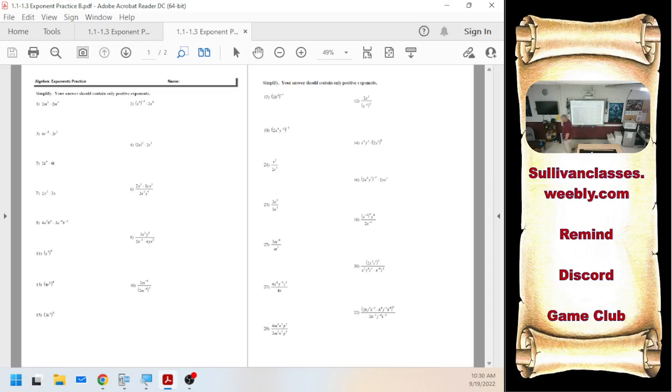We got you caught up on Friday. After 18 is the next one. So anywhere on those 2 pages where it says exponents practice. What do you think?